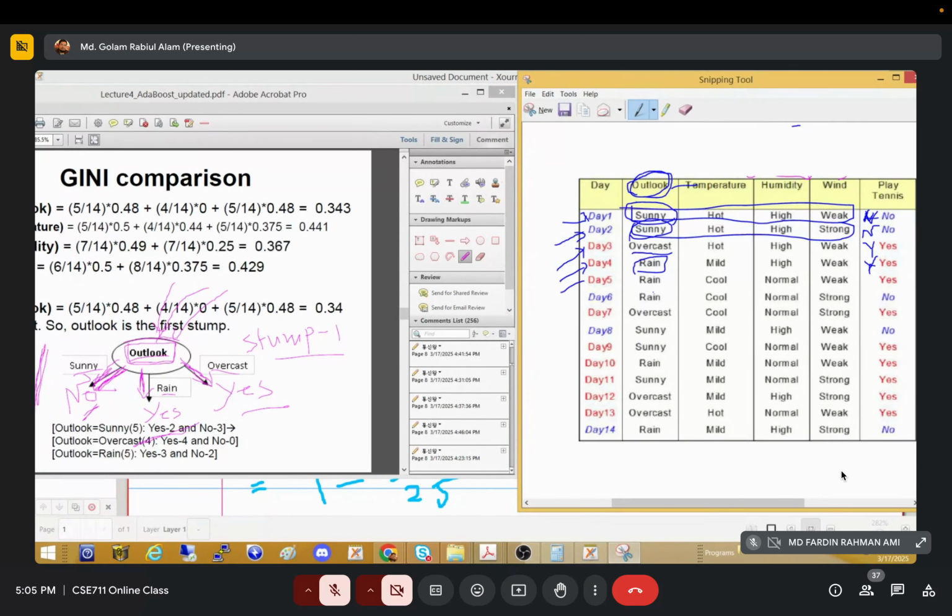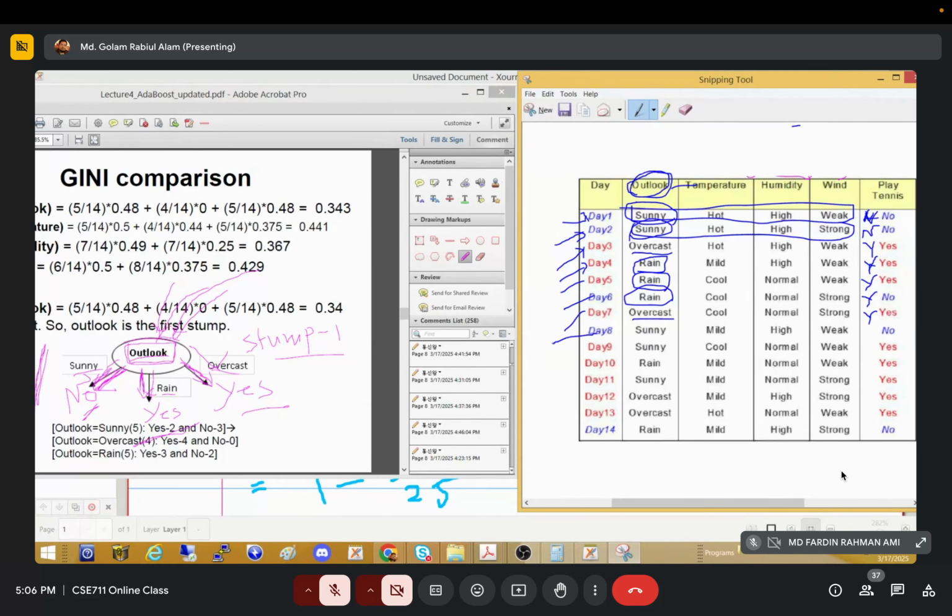For day 5, we pass again, and it will check the outlook. Outlook equals rain, and rain is yes. Then we pass day 6. Outlook equals rain, and rain is yes. Again we write yes. Then we pass day 7, and it is overcast. You can see overcast is also yes from the constructed stump.